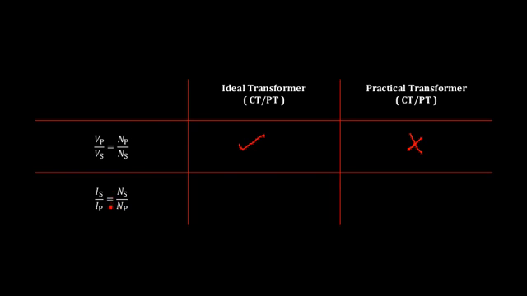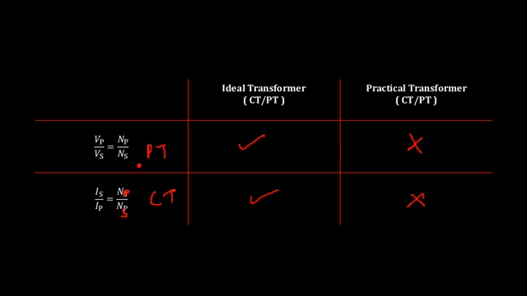Again, this is for a potential transformer, and for a CT, Is by Ip is equal to Ns by Np. Sorry, this is Np by Ns. This equation is valid for an ideal transformer, but this is not valid for a practical transformer.